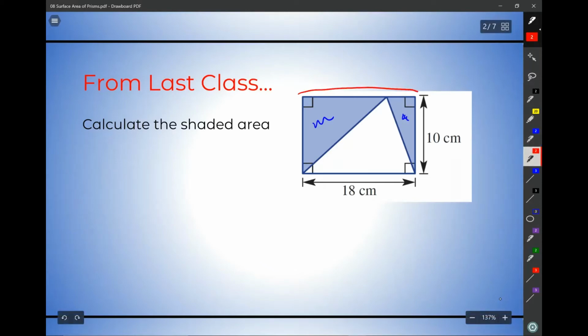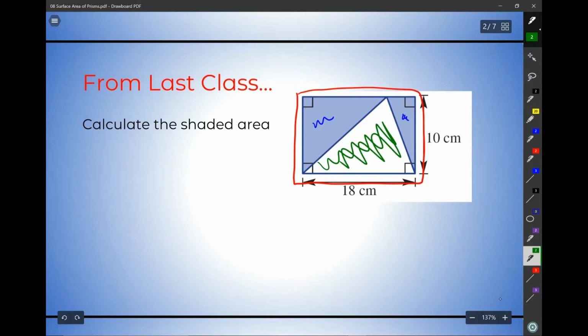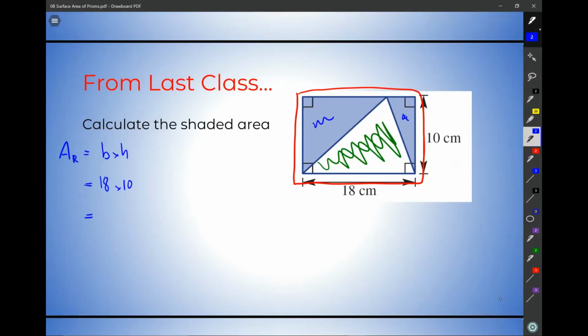We need to find the area of the total shape, and then we need to find the area of this triangle to subtract from the area of the total. So we'll find the area of the rectangle first. And remember, our formula for the area of a rectangle is just base times height, which is 18 times 10. So the area of the rectangle is 180 centimeters.